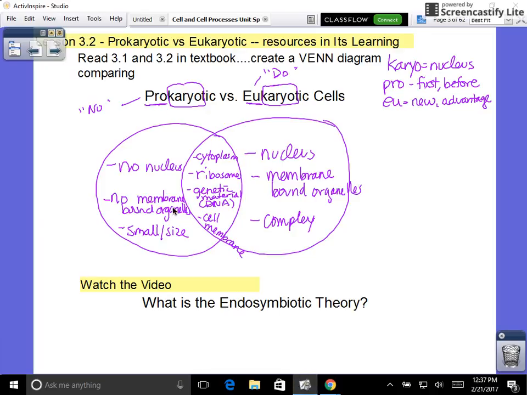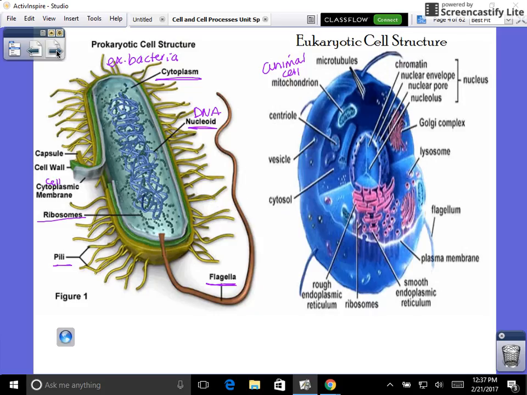This is a wrap up of lesson 3.2, prokaryotic versus eukaryotic cells, and also lesson 3.3, where we get into talking about cells. One thing that you want to do is make sure you review your notes on what makes the difference between a prokaryote and a eukaryote, and make sure you answer this question: what is the endosymbiotic theory? And look into that question.